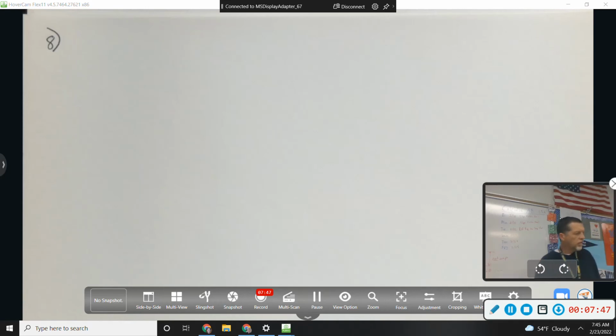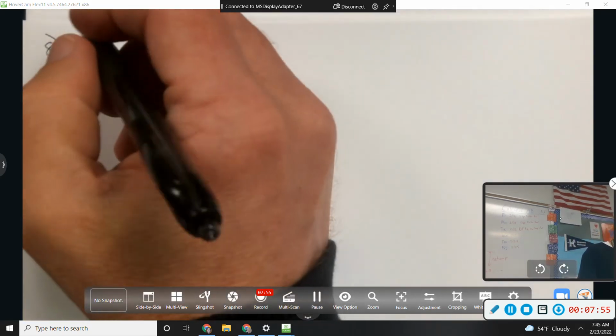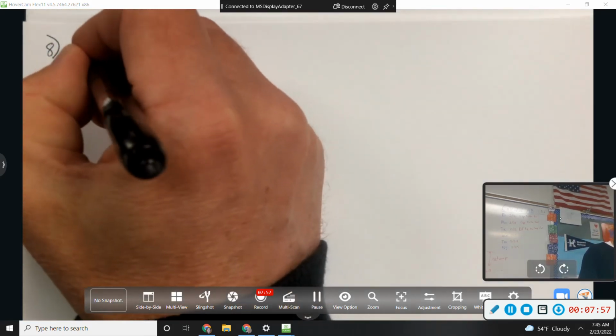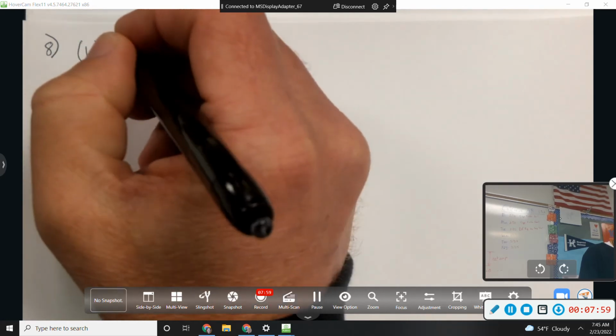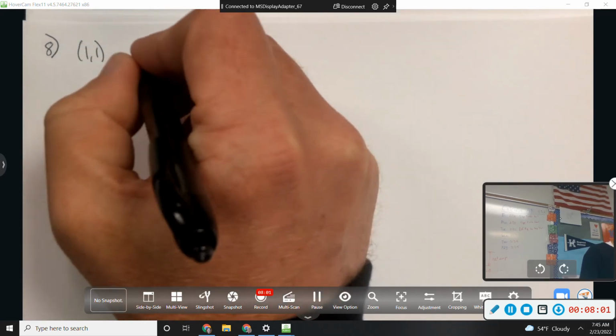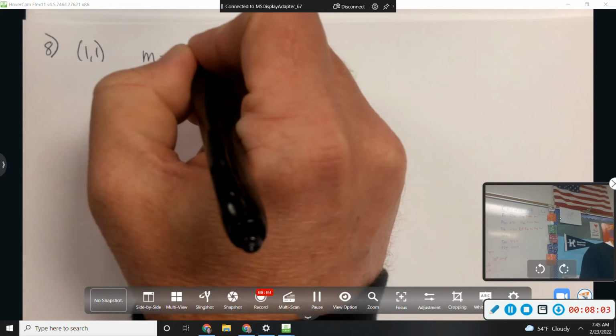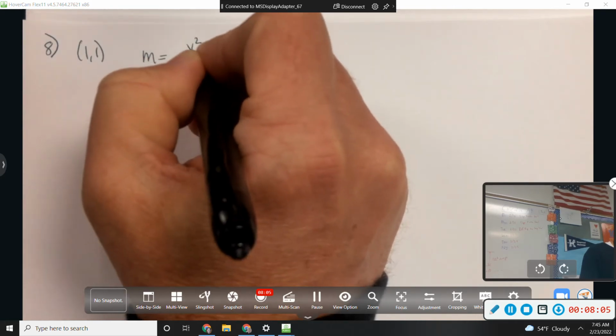Find an equation of the curve. Again, we're trying to reword these just to make you think a little bit, but at the end of the day, they're all kind of the same question. Find the equation of a curve that passes through the point (1, 1), whose slope is y squared over x cubed.